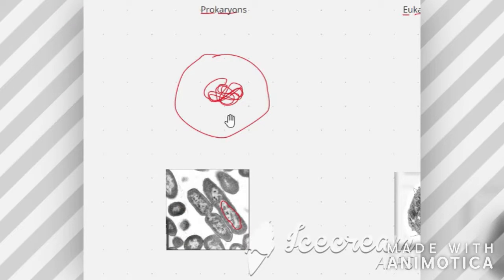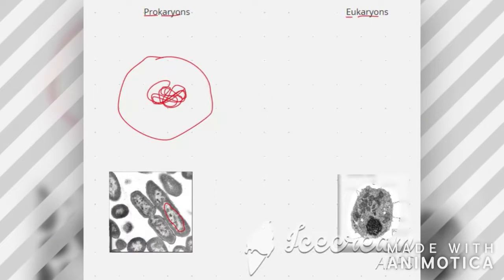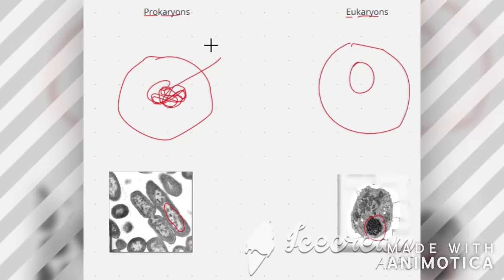Whereas in a eukaryotic cell, you can see a very well-defined nucleus that is bounded by a membrane, and it is visible through an electron or any microscope. It's also visible over here. So in a eukaryotic cell, there is a very well-defined membrane-bound nucleus. In prokaryotes, there is no nucleus, whereas in eukaryotes there is a nucleus.